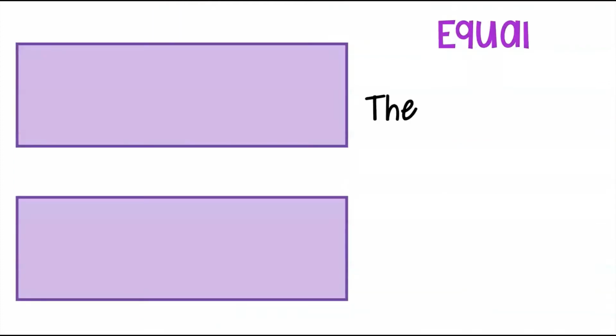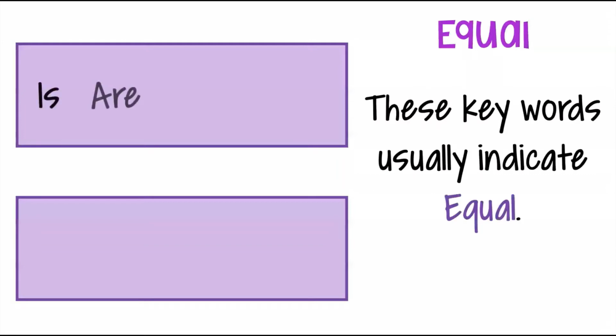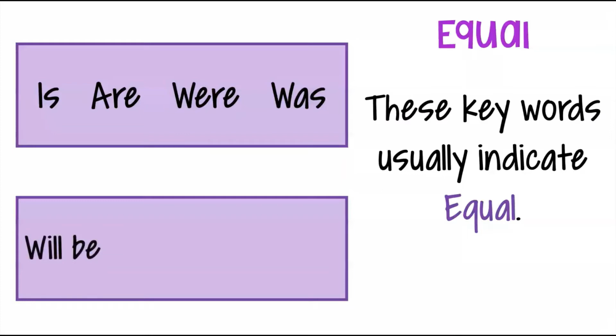Some of these words will tell you that you're looking for things to be equal. Is, are, were, was. Think about it when you say 2 times 3 is 6. Well, that means 2 times 3 is equal to 6. Will be, yields, or sold for.